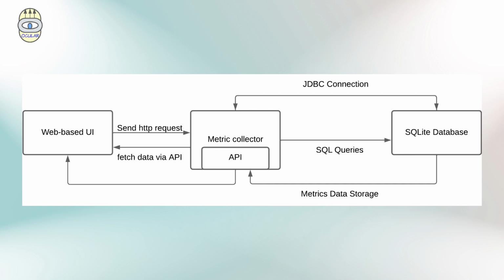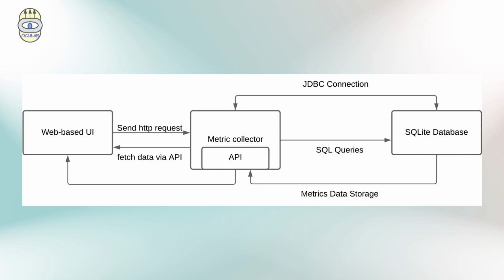Here is the relationship diagram for our software. As you see right here, there are three main components: web-based UI, metrics collector, and SQLite database. The database connection is established between Ocular and the SQLite database. Ocular acts as an intermediary that communicates with the database to retrieve and store data.